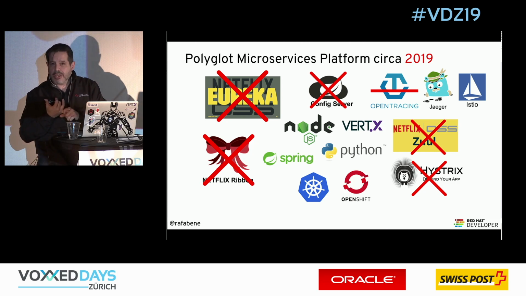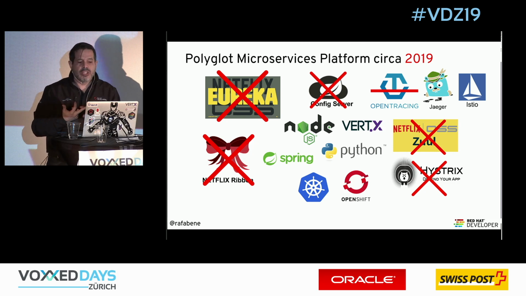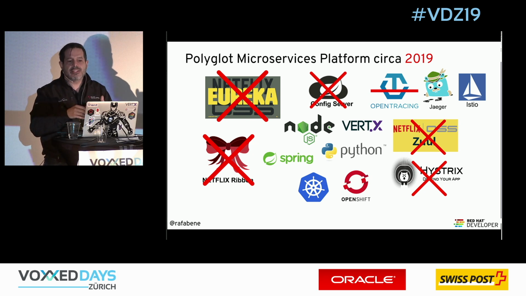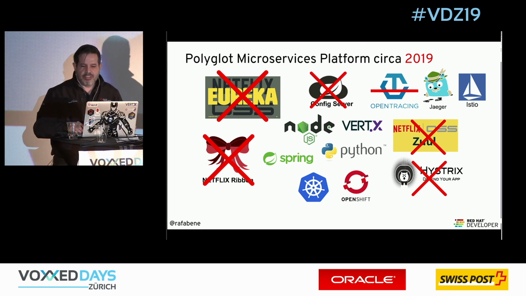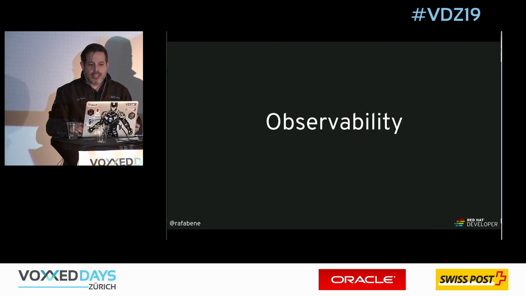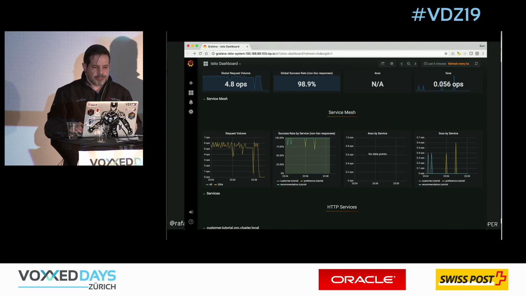We don't need Eureka, as I said. We don't need Ribbon. We don't need the config server. We don't need Zuul or Hystrix. And we don't need to implement OpenTracing by hand. We can use Istio, and Istio will give us all those capacities. So let's see how that works for observability.